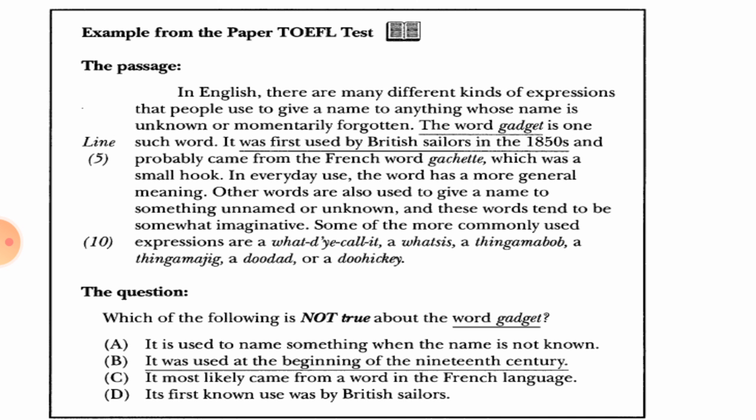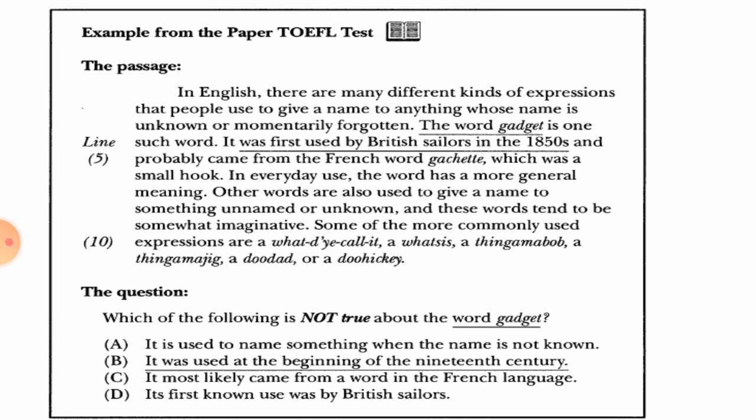The second question is which of the following is not mentioned in the passage as an expression for something that is not known? The answers: first, a what is it? Second, a gadget. Third, a thingamabob. And fourth, a doohickey.